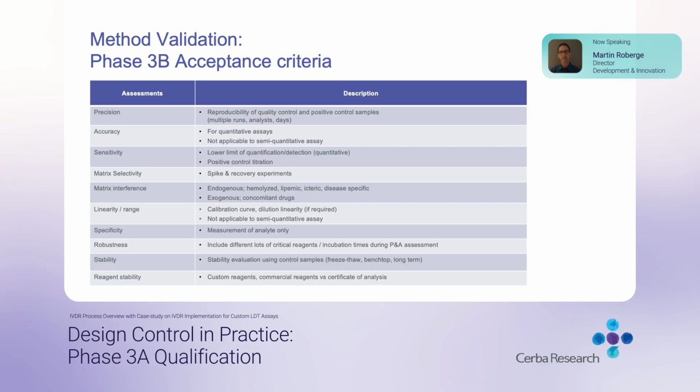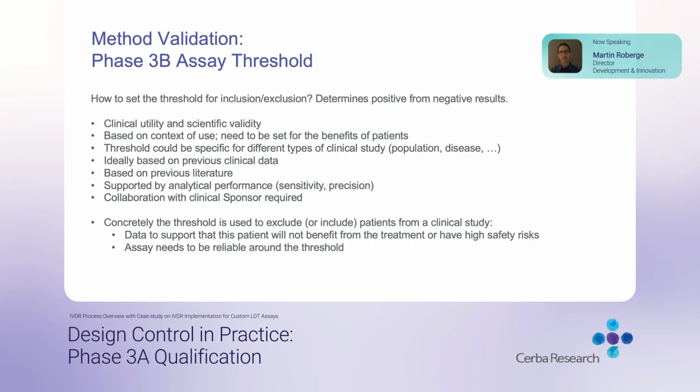We've also mentioned this earlier, that we need to verify different lots of critical reagents, and that all the reagents can be used in the assay without affecting the results. Different incubation times can be used, for instance. We need to evaluate, very importantly, stability. Stability of these control samples, including freeze-thaw, benchtop, long-term, but also reagent stability. So if we're using custom reagents or commercial reagents, we need to make sure that the stability of these reagents is well demonstrated during method validation.